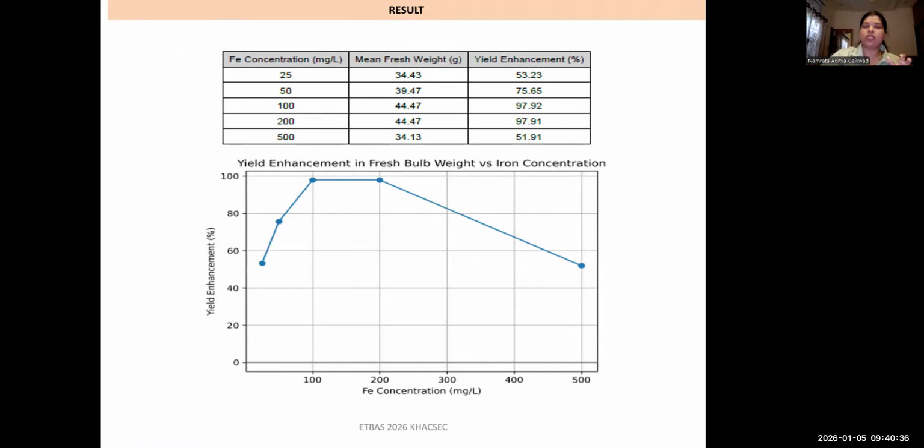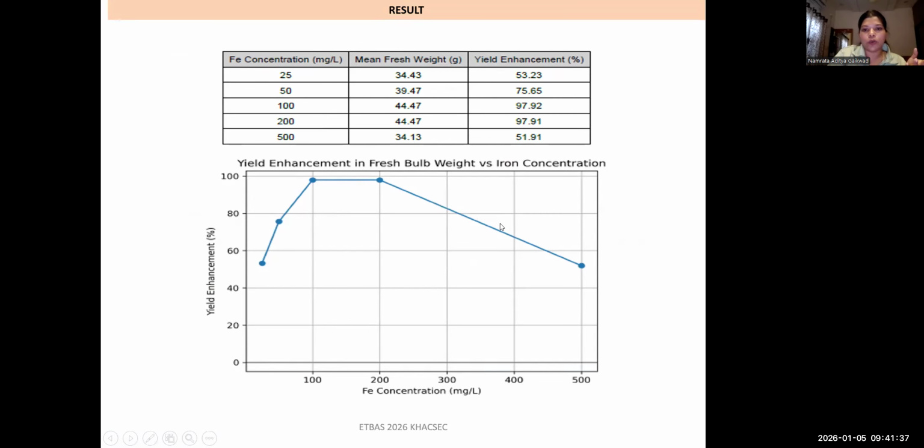For 25 mg per liter it is 53.23%. For 50 mg per liter, it is 75.65%. For 100 mg per liter, it is 97.92%. For 200, it is 97.91%. And for 500 mg per liter, it is 51.91%. As you can see, we have received good yield, which is almost double for 100 and 200 mg per liter.